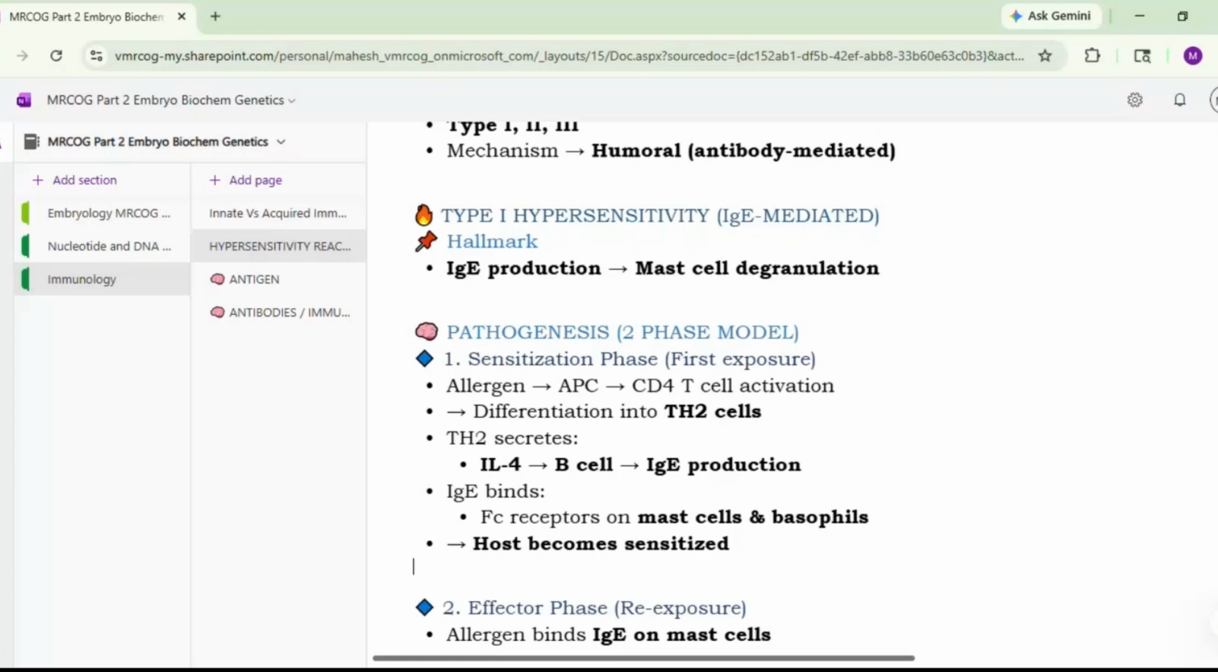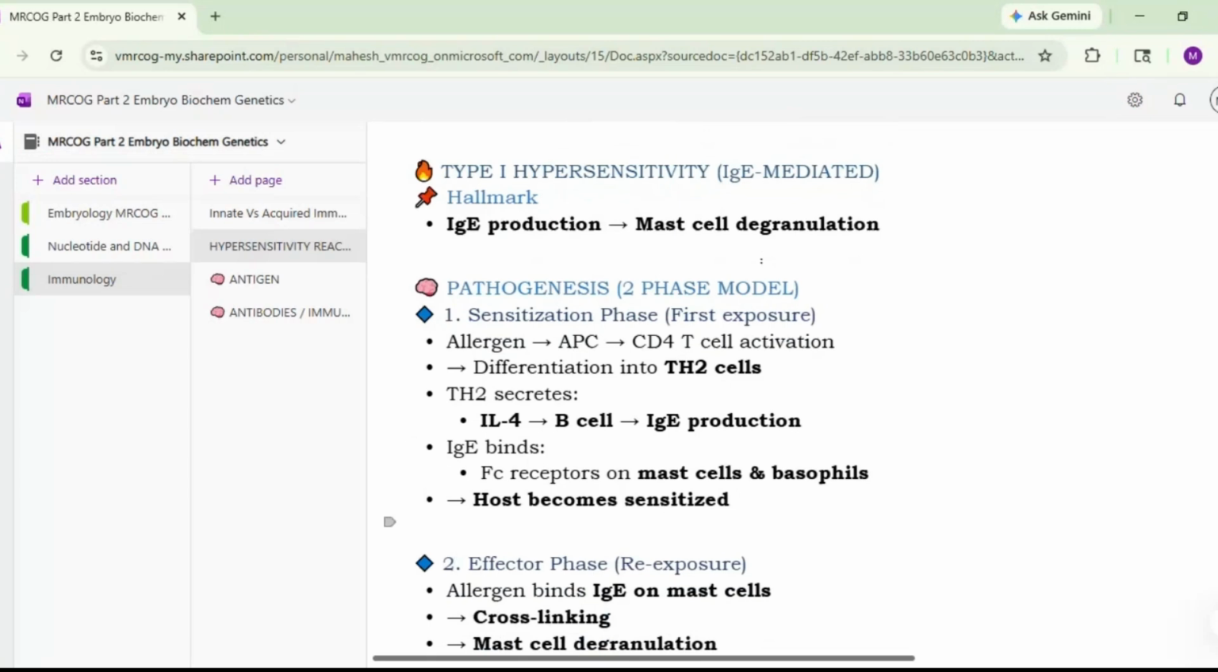So in the first phase, there is sensitization of the host. Once the allergen is presented, it will be processed. Antigen processing cells will present it to the CD4 cells. CD4 will further differentiate into Th2. Th2 will then secrete IL4. IL4 will cause B cell activation that will lead to the IgE production. And this IgE will bind with the Fc receptors on the mast cells. The first phase is just the sensitization phase.